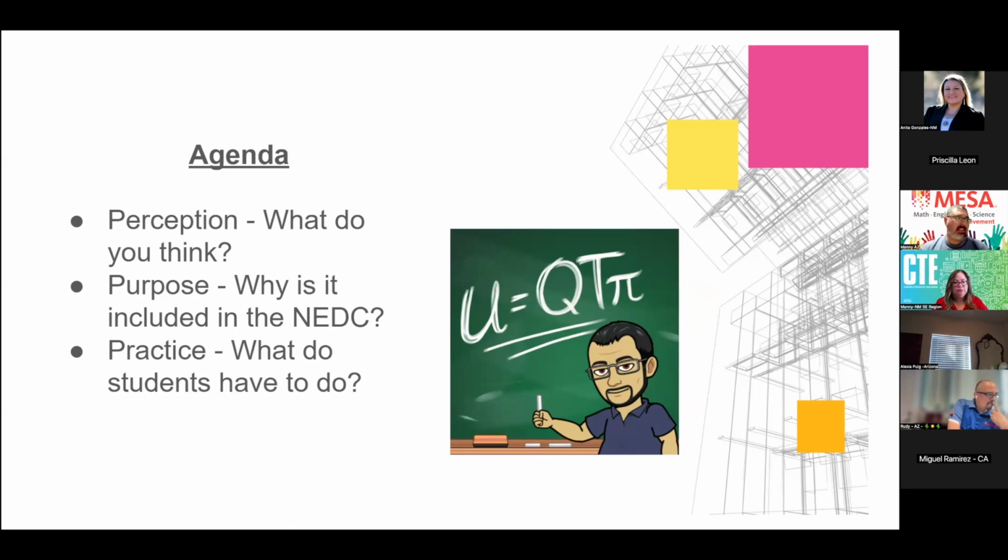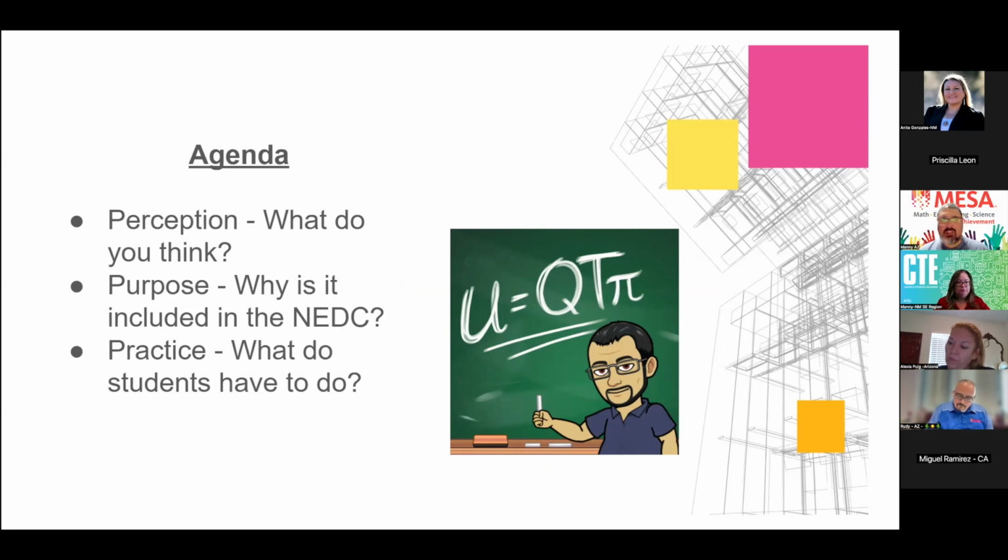As we get started, just a quick idea of what I plan to cover today. I'm going to go through three P's. The first P is perception. What do you think? What do you see? What is your understanding? The purpose: why do we have the design proposal included in the NEDC? And then thirdly, practice. What do students have to do? What really is a design proposal? What's involved in completing the design proposal?